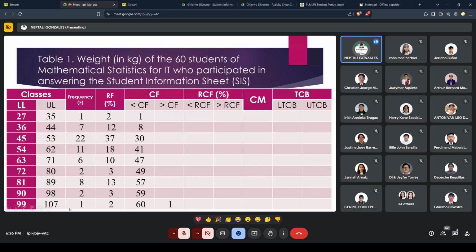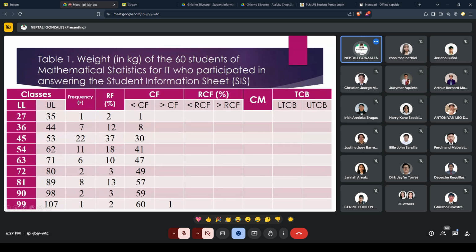But since this is 1, the cumulative frequency here is 1. Then, to know the next is to add again. Add the frequency. Or if you want to start at the topmost, you will subtract 60 minus 1. 6. Tapos next, 59 minus 7. But it's easier to add than to subtract.